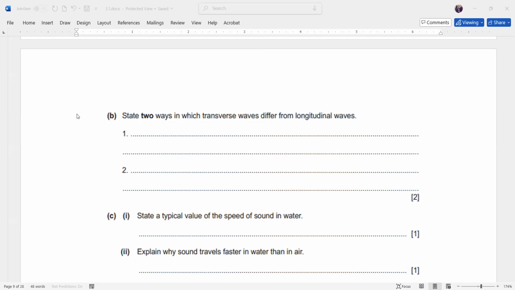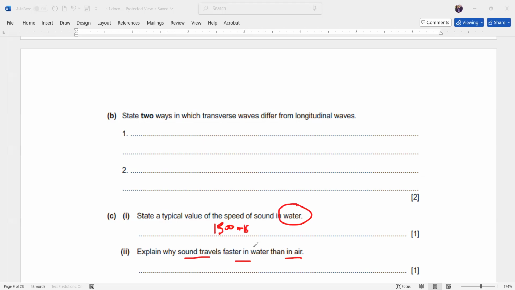State the typical value of the speed of sound in water. We discussed the speed of sound in solid. What was it in solid? 5,000. But water is a liquid. So what is the speed? 1,500.